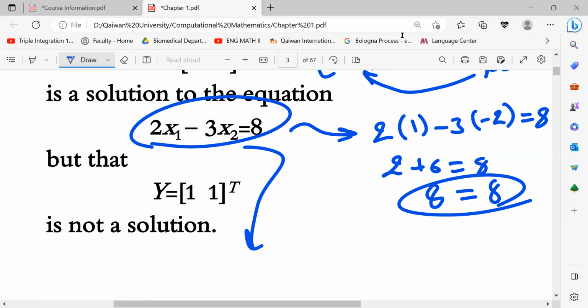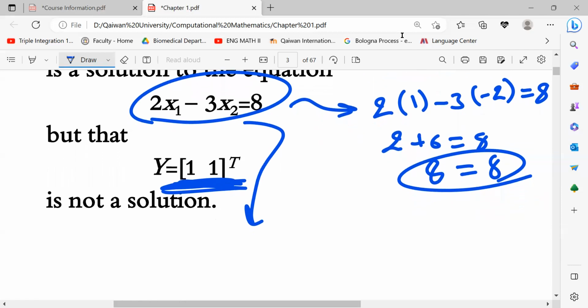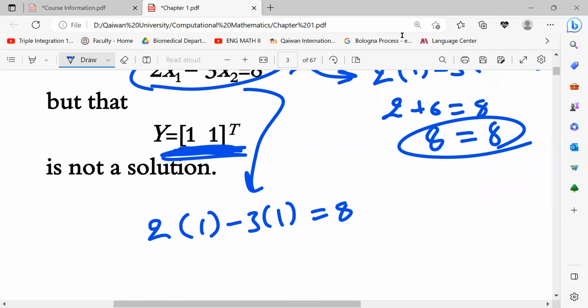Here, if we replace x1 by 1 and x2 by 1, as you see, we have been given 1 and 1. So x1 is 1 and x2 is 1. Let's check if we get the same as the right hand side or not. Here we have 2 times x1, which is 1, minus 3 times 1. Do we get 8 or not? 2 minus 3 is -1, not 8.